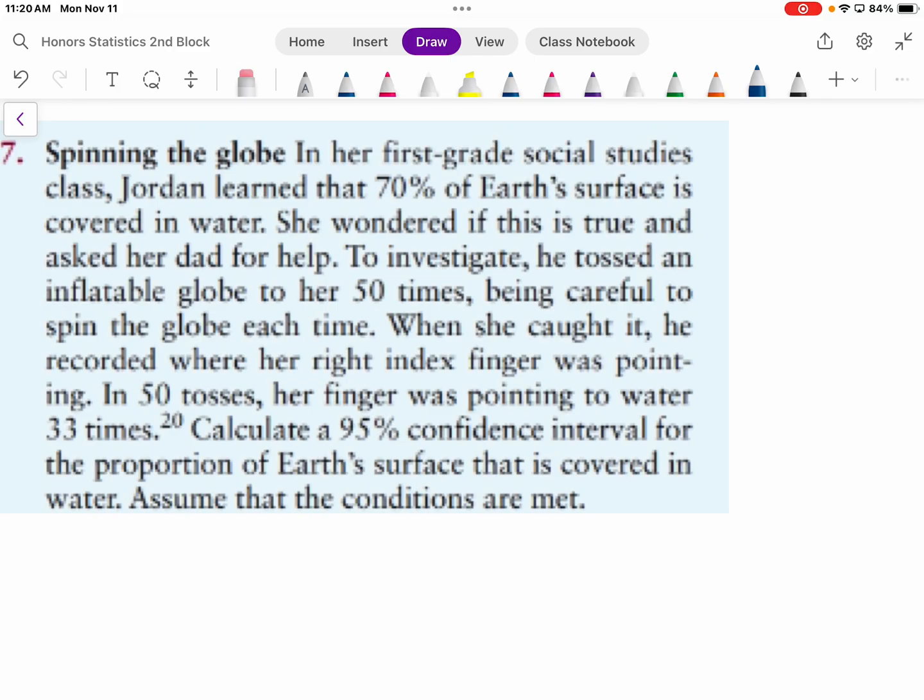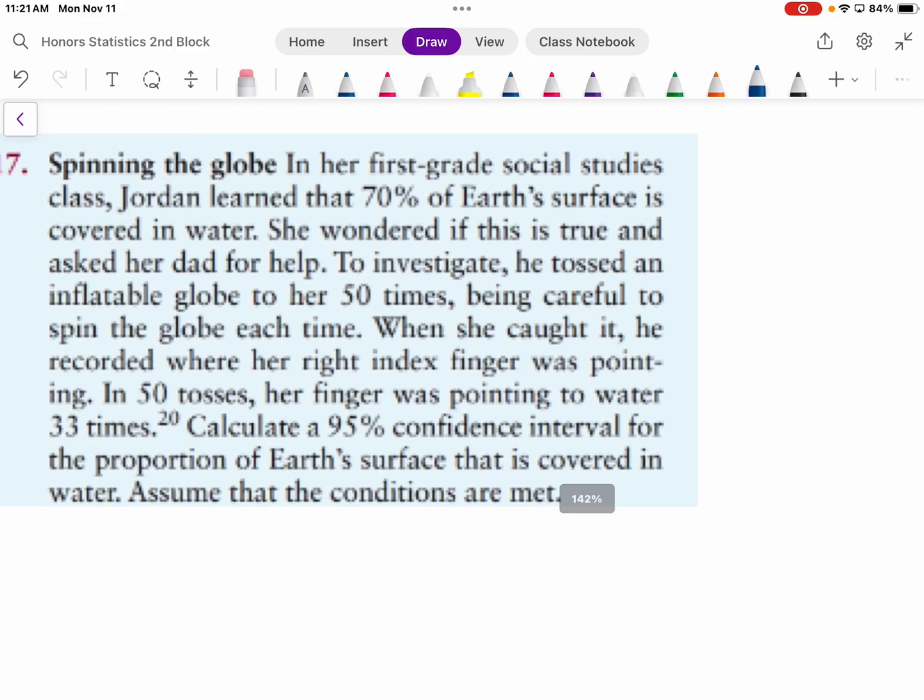When she caught it, she recorded where her right index finger was pointing. In the 50 tosses, her finger was pointing to the water 33 times. Calculate a 95% confidence interval for the proportion of Earth's surface that is covered in water. Assume the conditions are met. Great, we don't have to test it. Again, the spinning was for the random part. The 33 out of 50, if we went through the process of checking np hat, would have met anyway. So they just asked us to go figure it out.